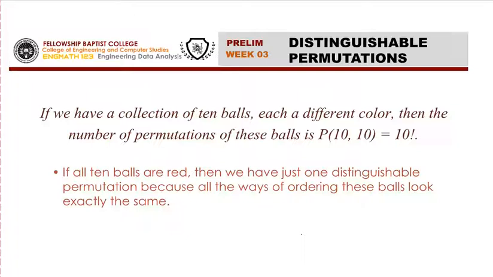So for example, let's use this presentation here para mas maintindihan ta anong kinalain sini with your original permutations. So if we have, for example, a collection of 10 balls, each a different color, then the number of permutations is, so you have may ara ka pulo ka balls, and then you have sari-sari tanan colors.